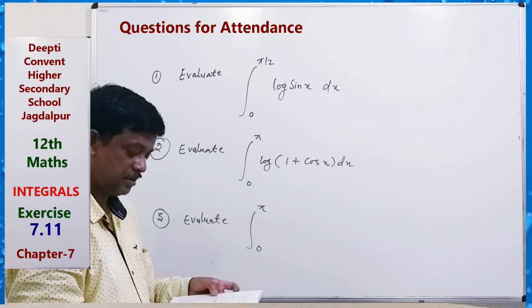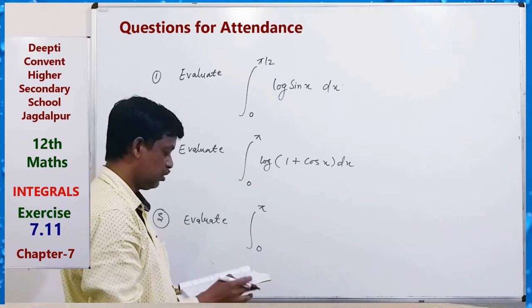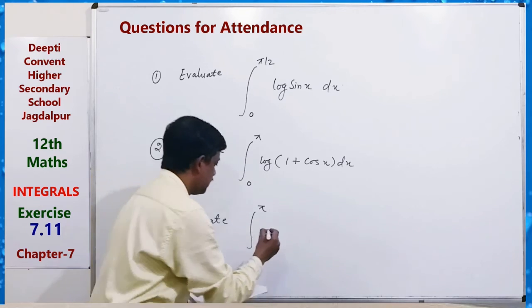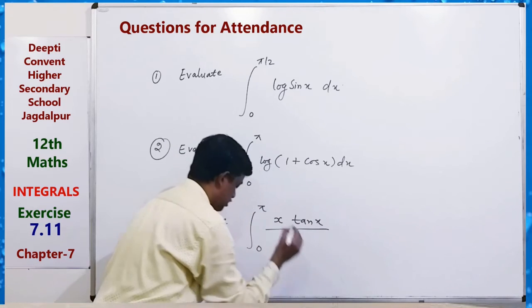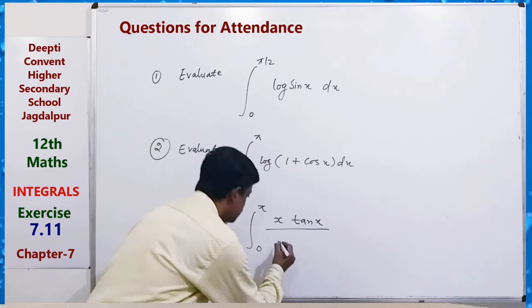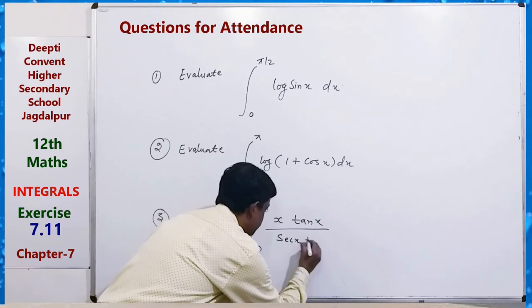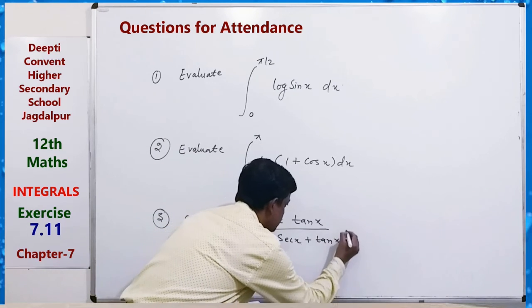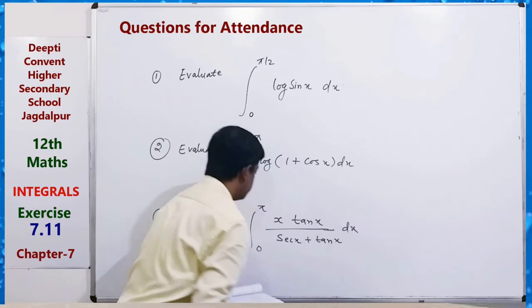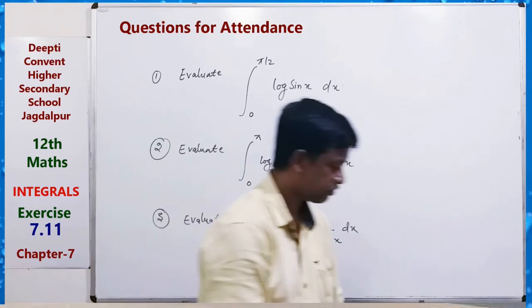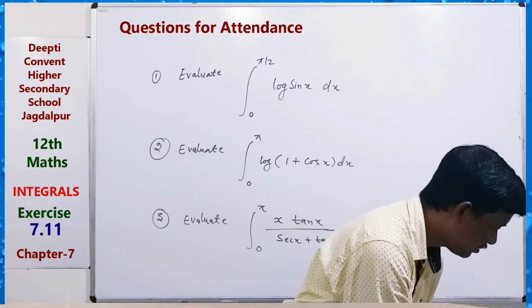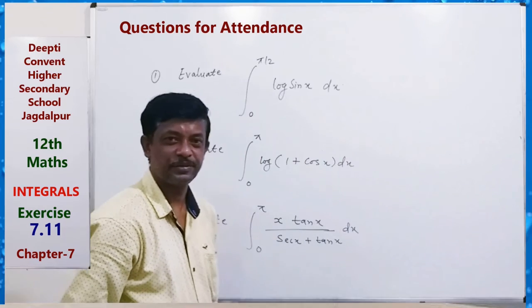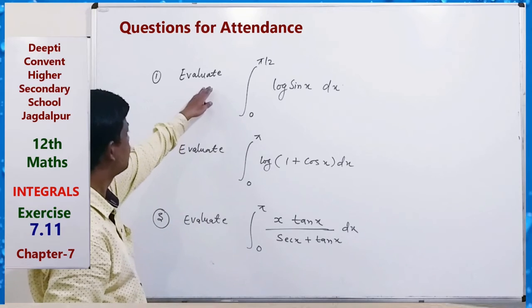And question this, 0 to pi x tan x upon sec x plus tan x dx. This is for your attendance. Okay. So you can solve it.